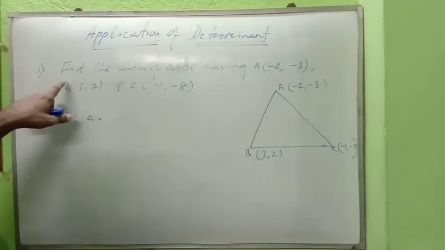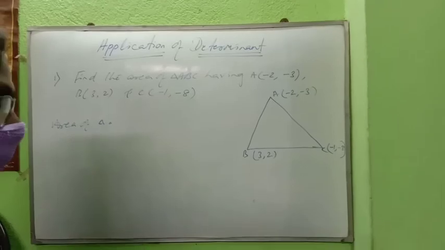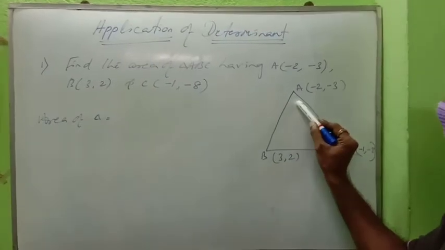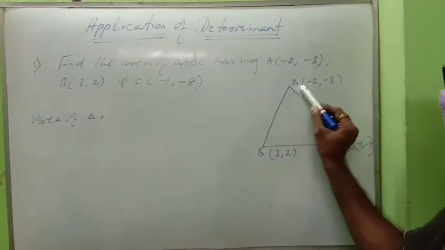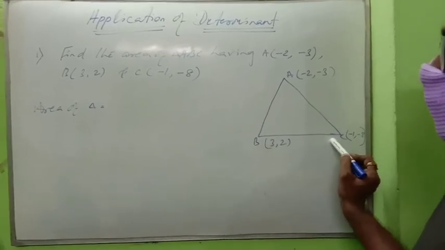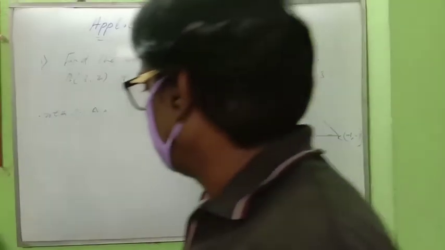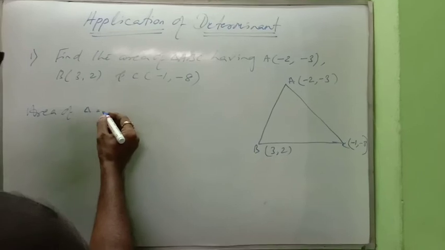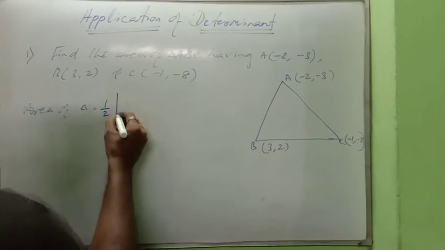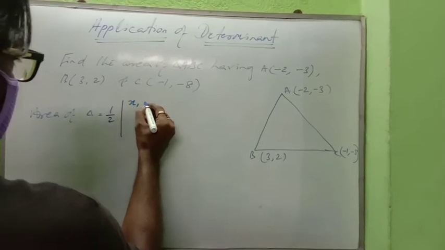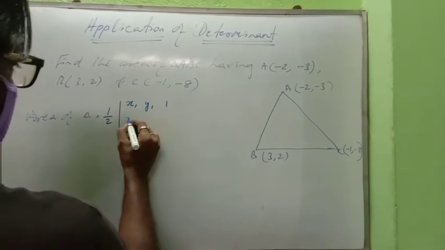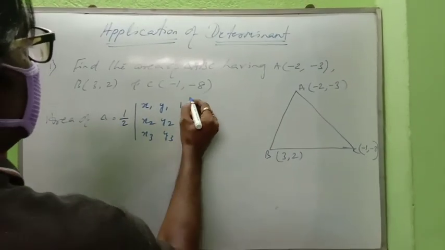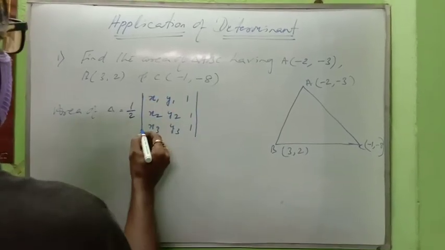See, I am giving the application of determinant in solving area of a triangle. By the help of determinant, how to find out the area of a triangle? ABC is a triangle having coordinates A given, B given, C given. Do you know how to find out the area of a triangle? Area of a triangle having coordinates of 3 points: the formula is half using determinant, that is x1 y1 1, x2 y2 1, x3 y3 1. This is the formula using determinant to find the area of a triangle.